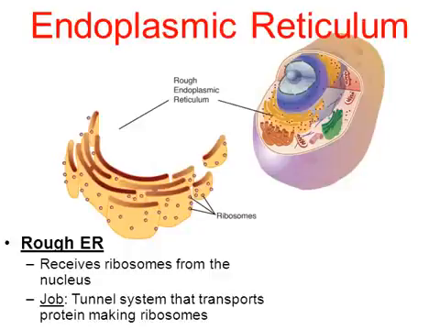As you can see, we finally see what the job of a ribosome is. Protein-making ribosomes. So that's the job of a ribosome, to make a protein. So the rough ER will transport the ribosomes as the ribosomes are making a protein.